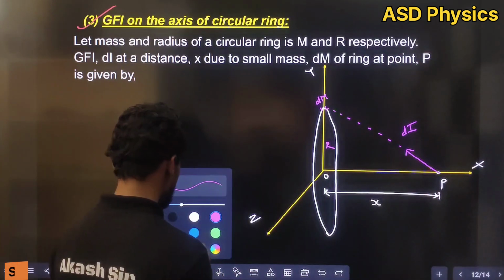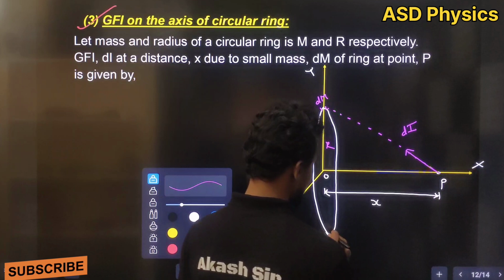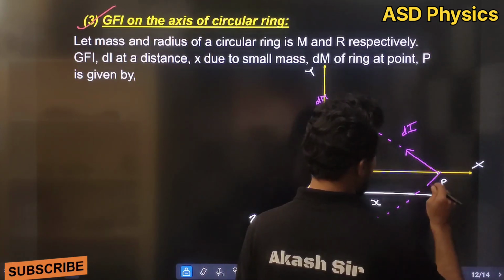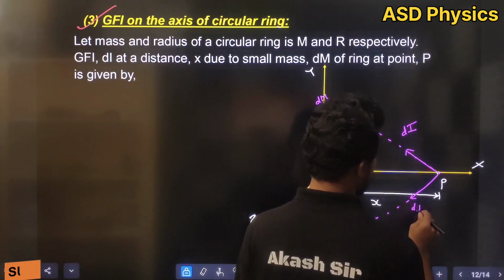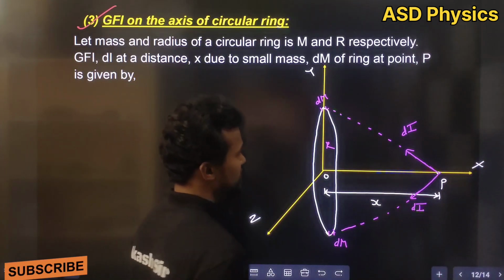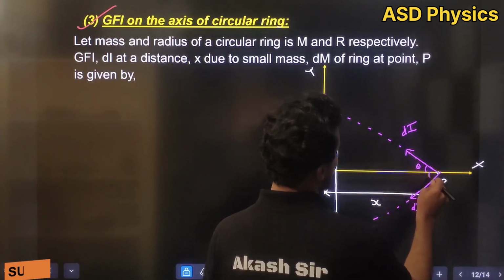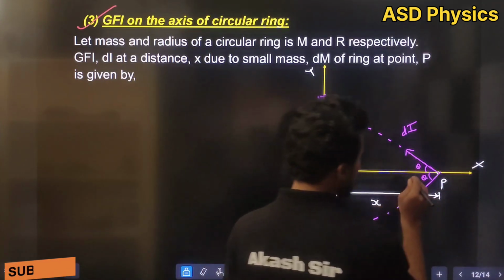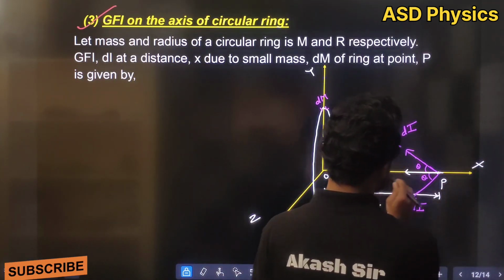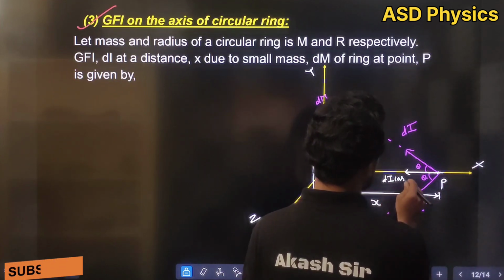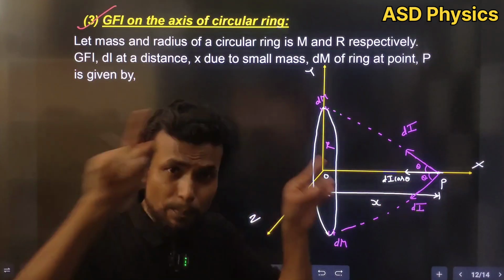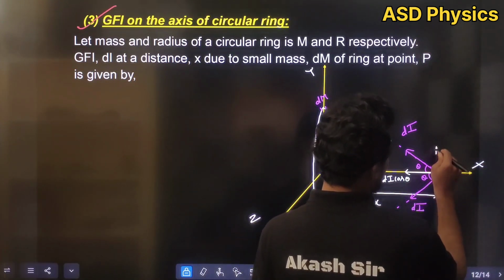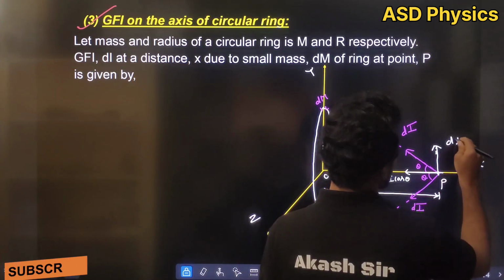Now by symmetry, if I take the mass dm here also, this will be the dI here. Now after that, let's take this angle as theta and this angle as theta. Now can I resolve this dI? This side, this dI will be how much? dI cos theta. Here I have taken only two masses, but multiple point masses will be there. So all this dI cos theta will be this side, and this direction dI sin theta.